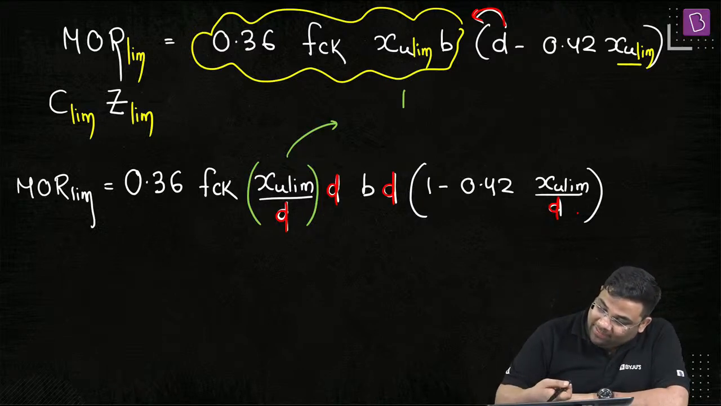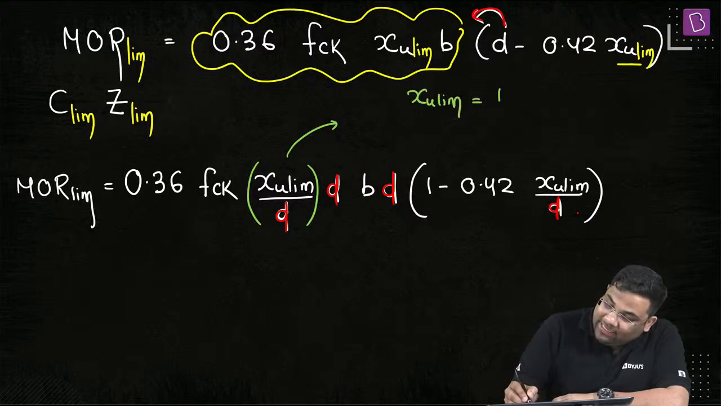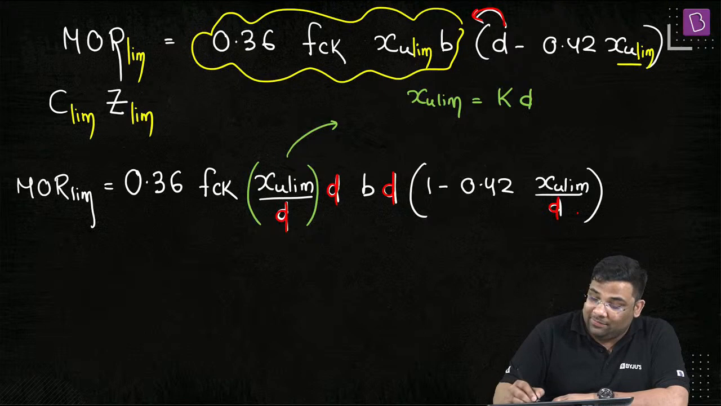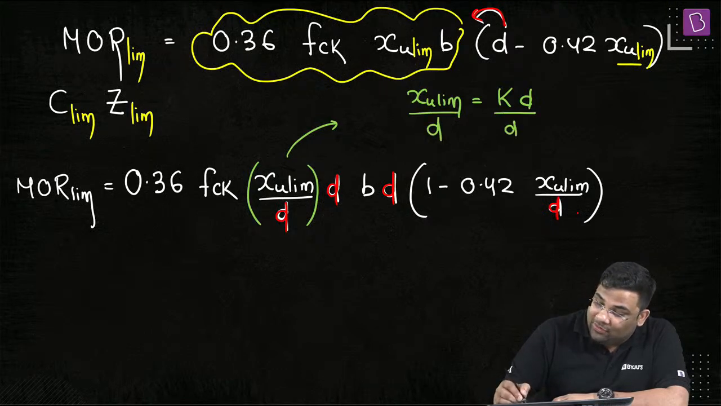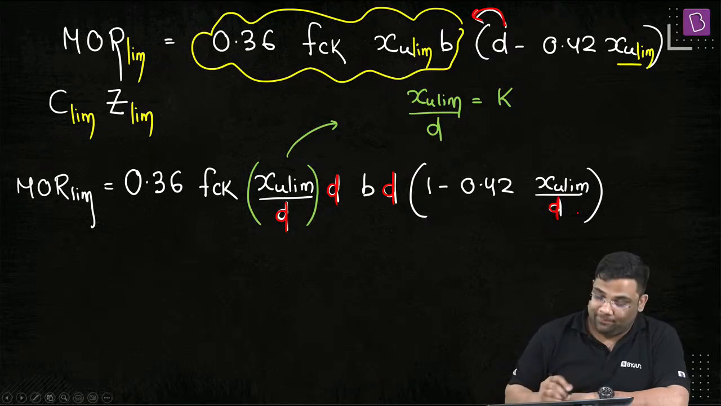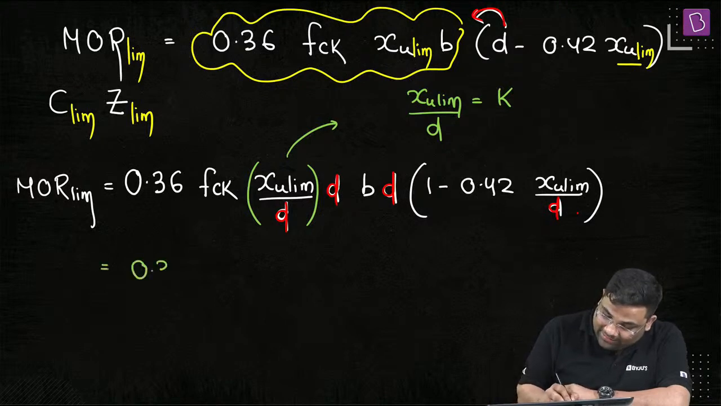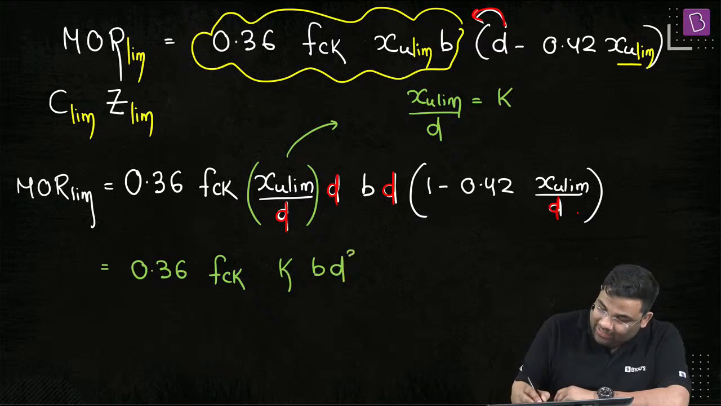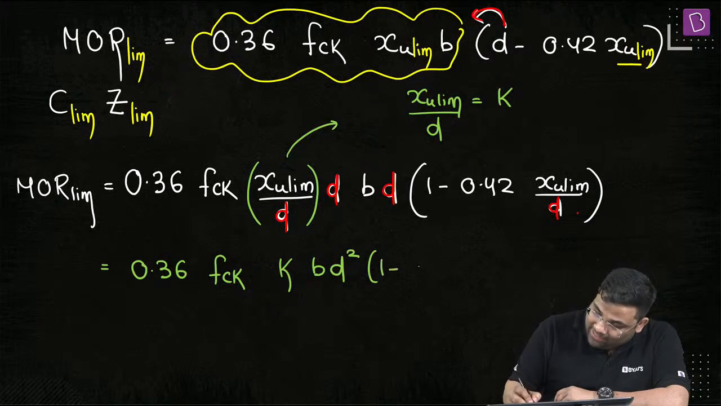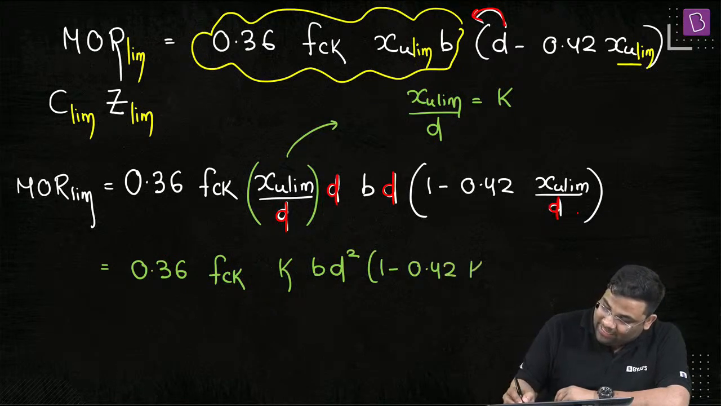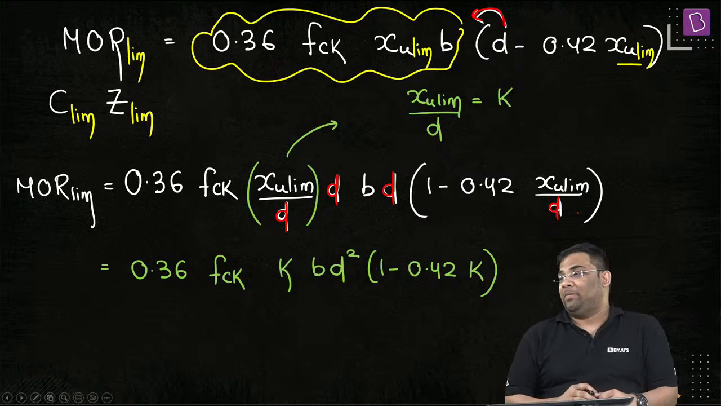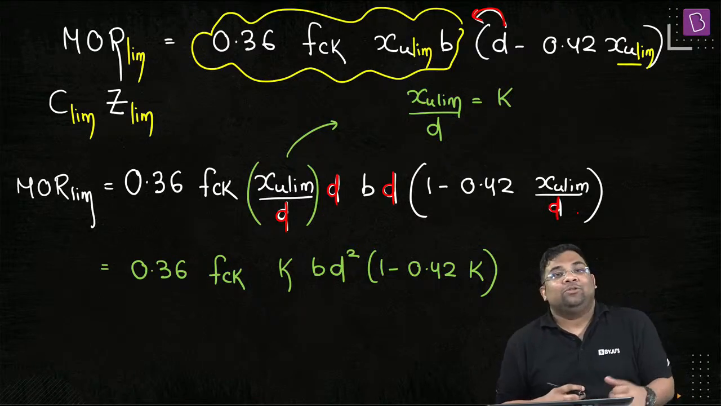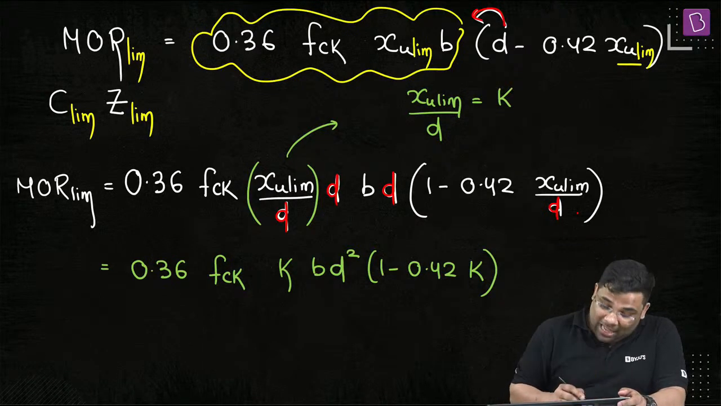Because what was XU limiting? XU limiting was equal to K into D, right? So when you are taking by D, you will get K. So this is equal to 0.36 FCK into K, then BD square, 1 minus 0.42 into K, yes? Everybody understood this or not?